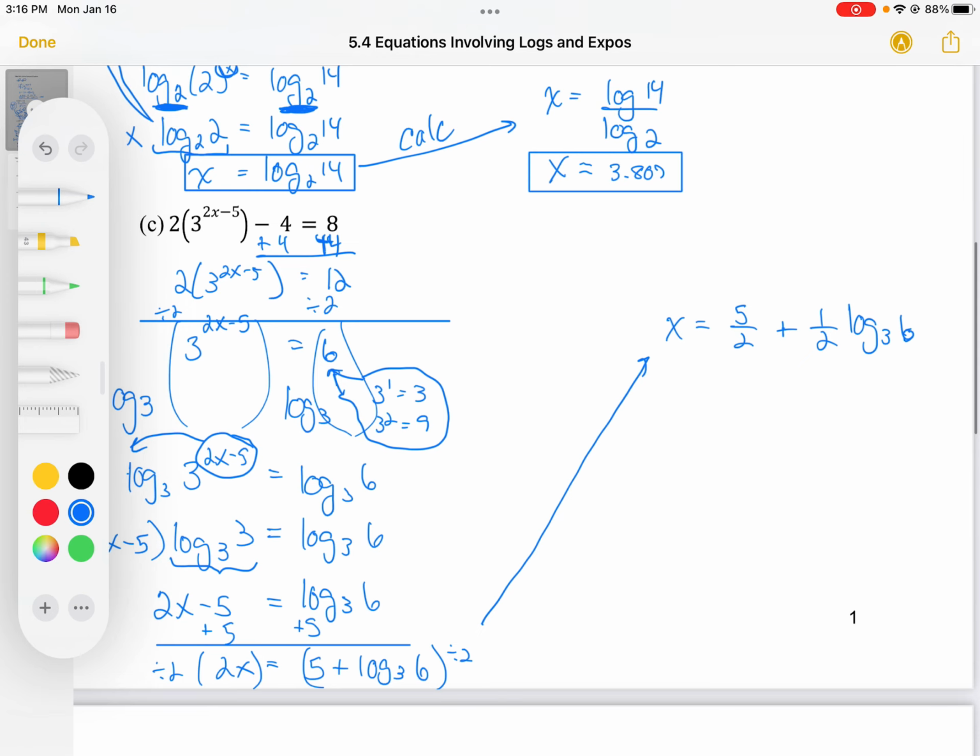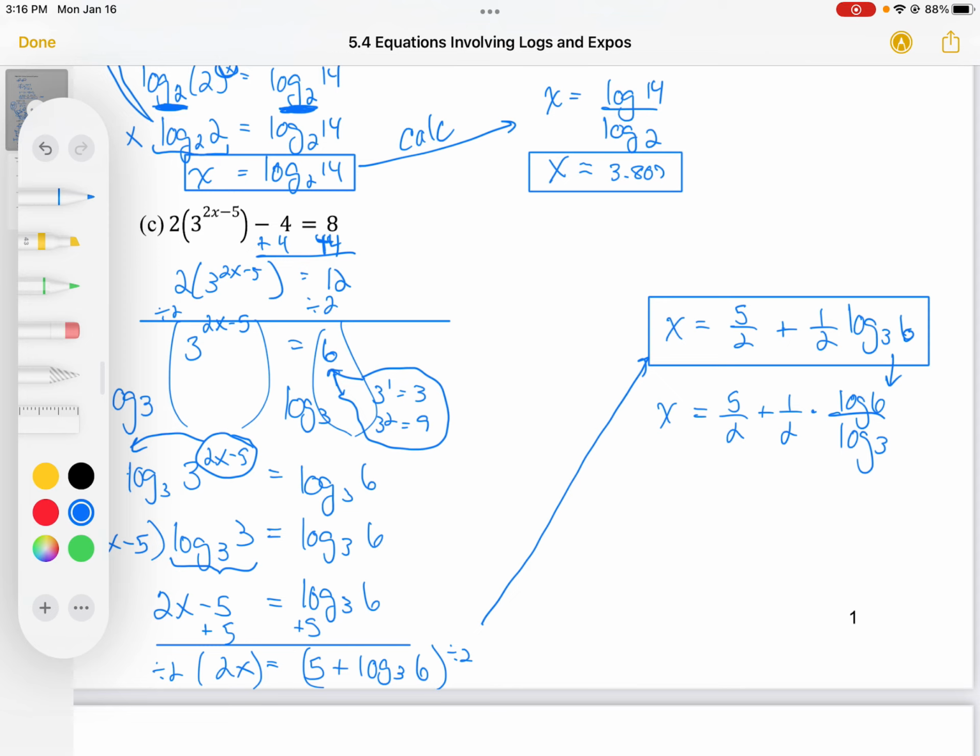Now, I could just give this as a final answer, okay? But if I had a calculator, let's try to use a calculator here. So I'm going to use my change of base formula on log base 3 of 6. So I could rewrite this as 5 divided by 2 plus 1/2 times log of 6 divided by log of 3.